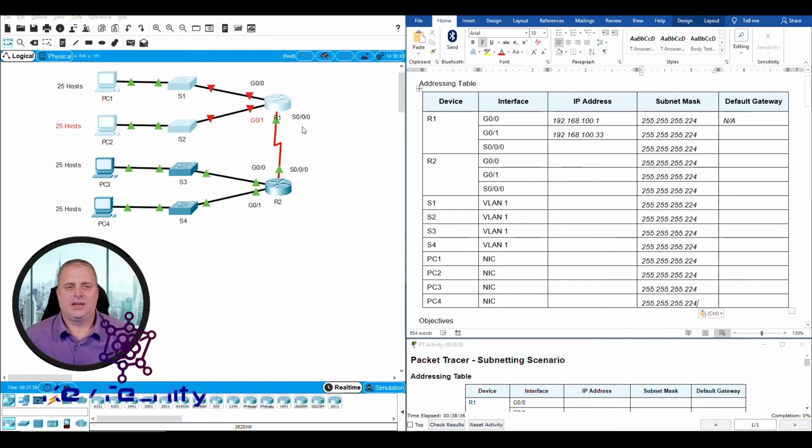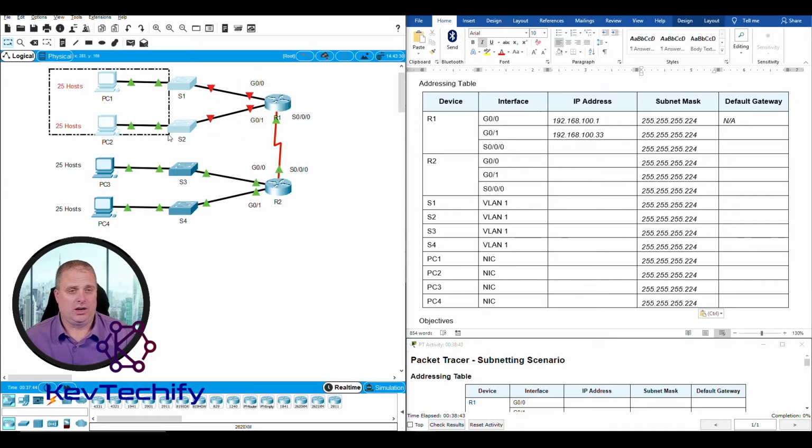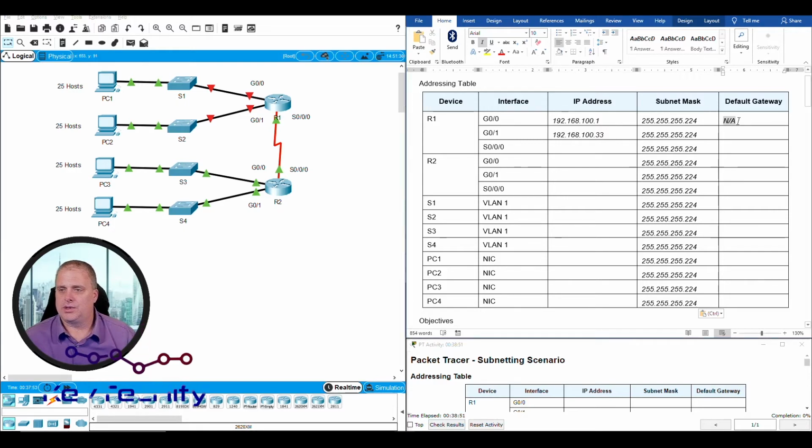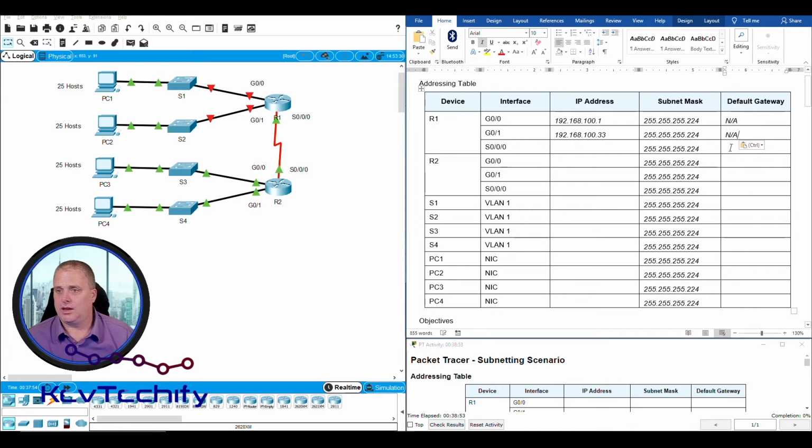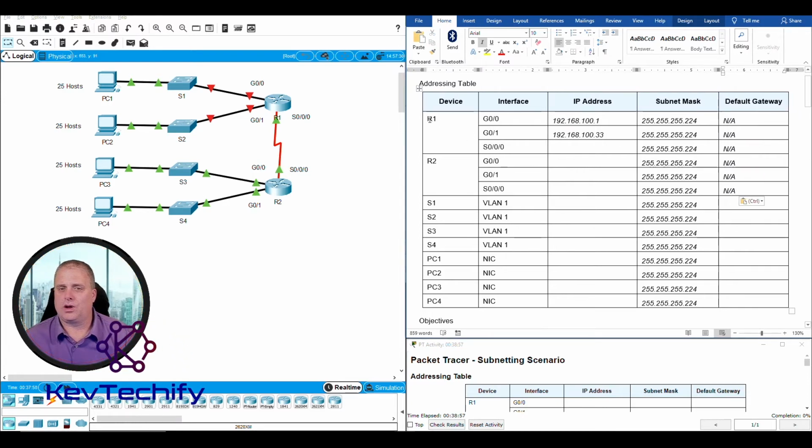And once again, this router doesn't have a default gateway. It acts as the default gateway for these local area networks over here, but the router itself does not have a default gateway. So any connection here does not have a default gateway. And I'm just going to put NA in all of these fields for router 1 and router 2. Now all I have to do is fill in the IP addresses here.